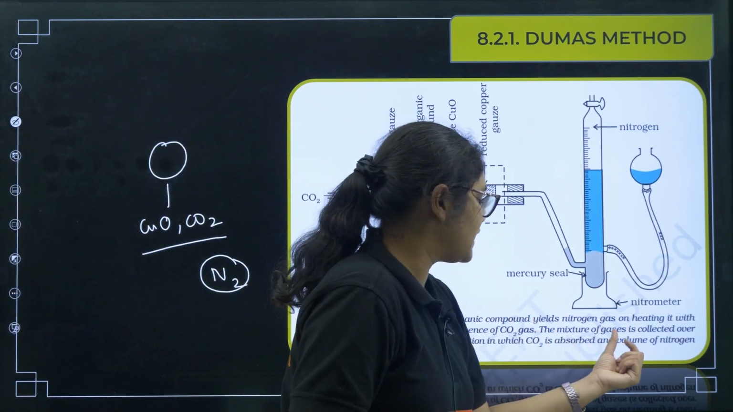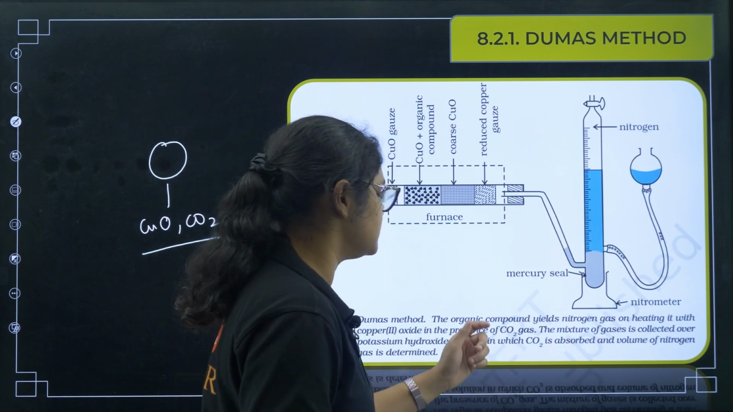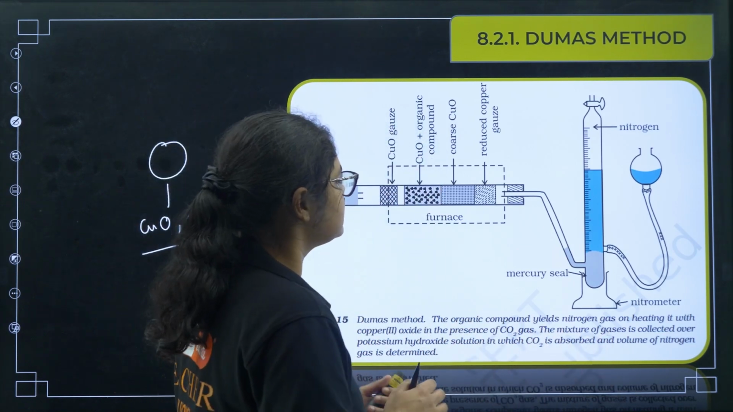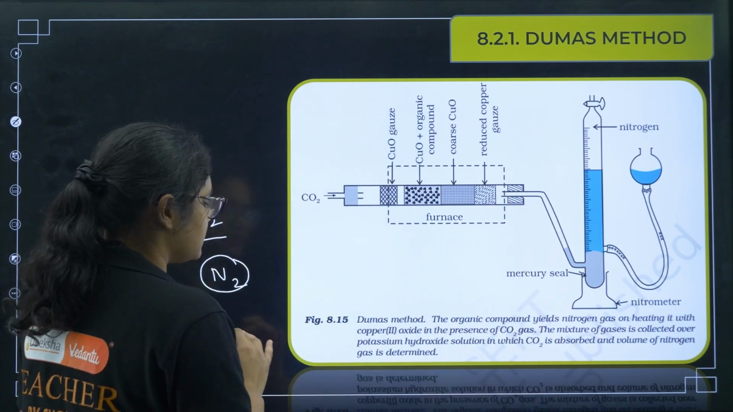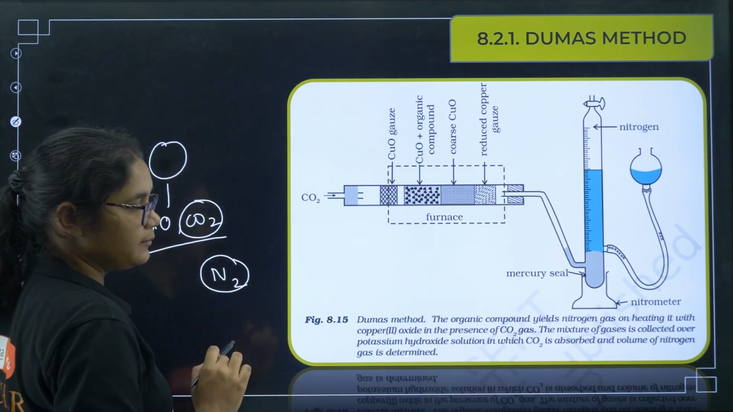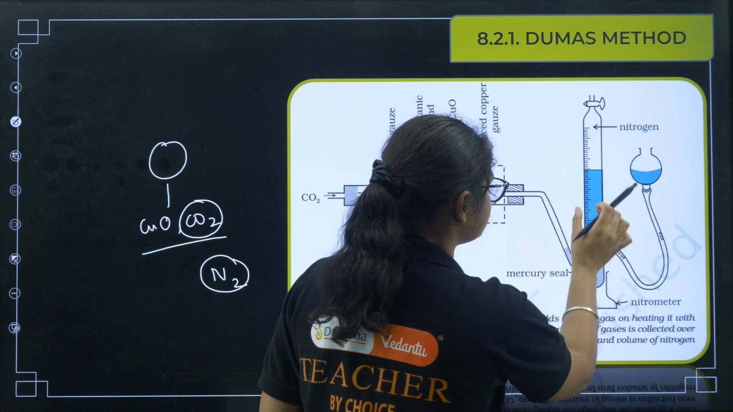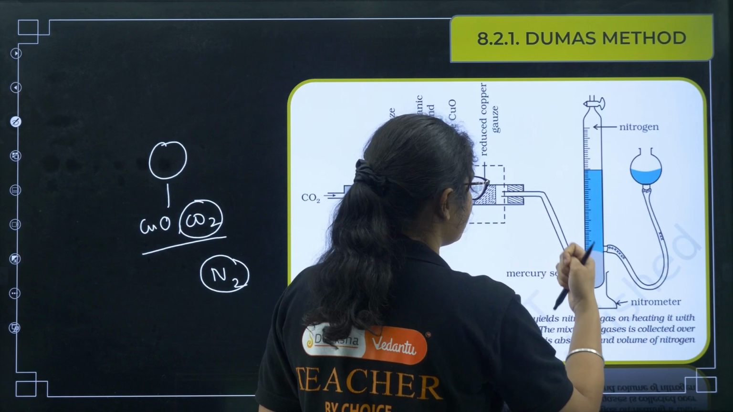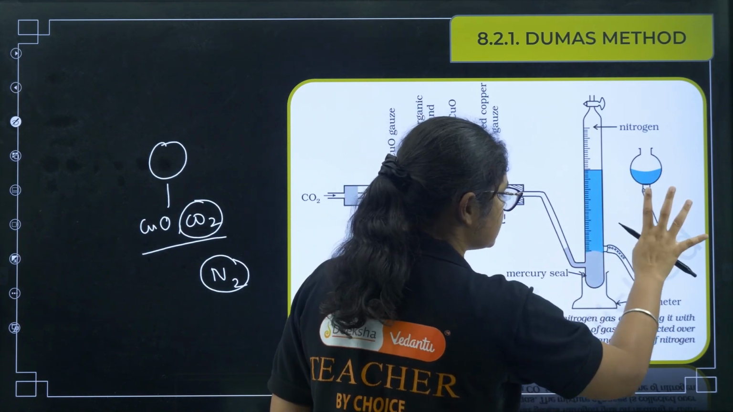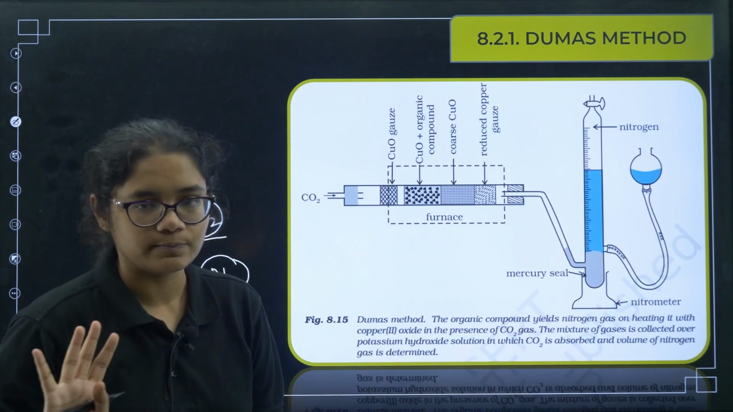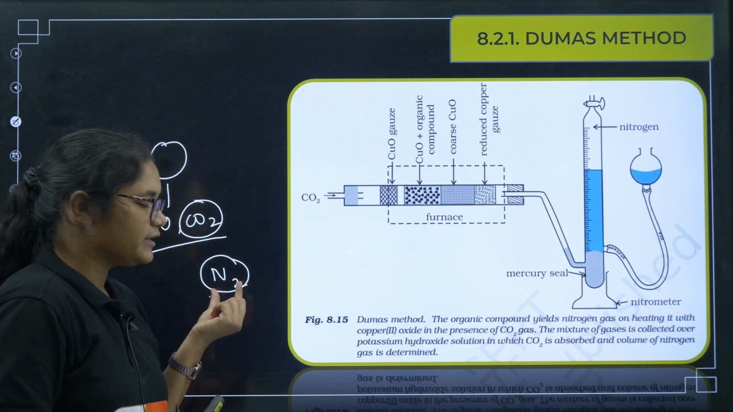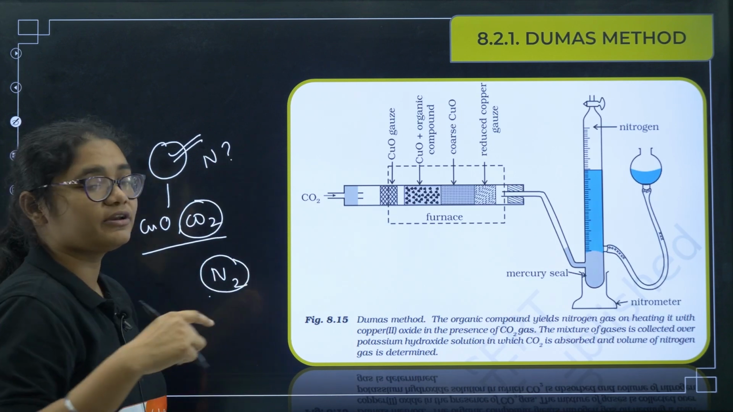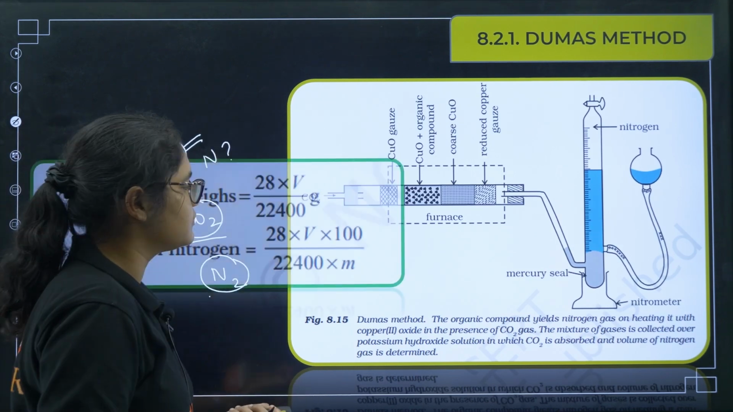Now the mixture of gases is collected over potassium hydroxide solution, in which CO2 is absorbed, and the volume of nitrogen gas is determined. So not only nitrogen, carbon dioxide gas is also produced and collected here, and then the CO2 is absorbed by KOH and only nitrogen gas remains. The volume of only nitrogen gas is known to you, right? Related to how much nitrogen gas is produced, we can calculate how much nitrogen was present in the organic compound. So what's the formula for that?